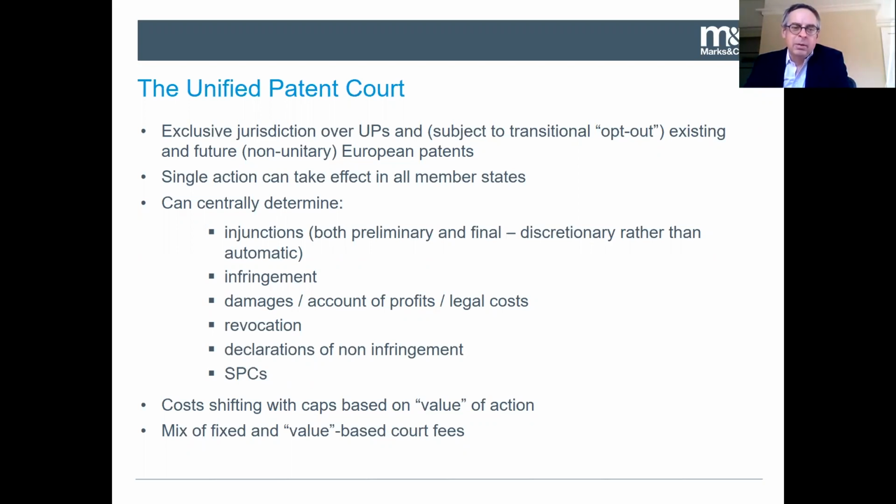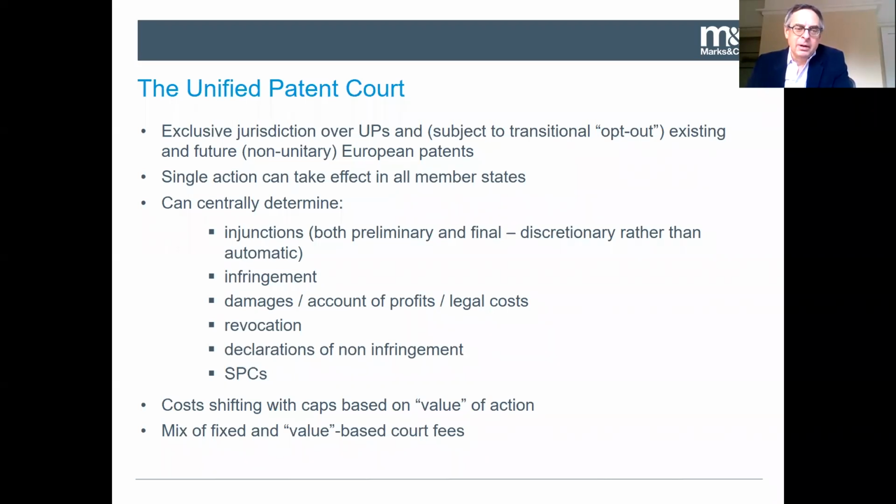And the UPC will be able to grant injunctions, it will be able to determine infringement and therefore damages, accounts of profits. It will be able to determine the validity of European patents, and it will also be able to hear declarations of non-infringement in respect of European patents. Finally, the supplementary protection certificates that are granted in respect of European patents that fall within the jurisdiction of the UPC will also themselves be within the jurisdiction of the UPC.